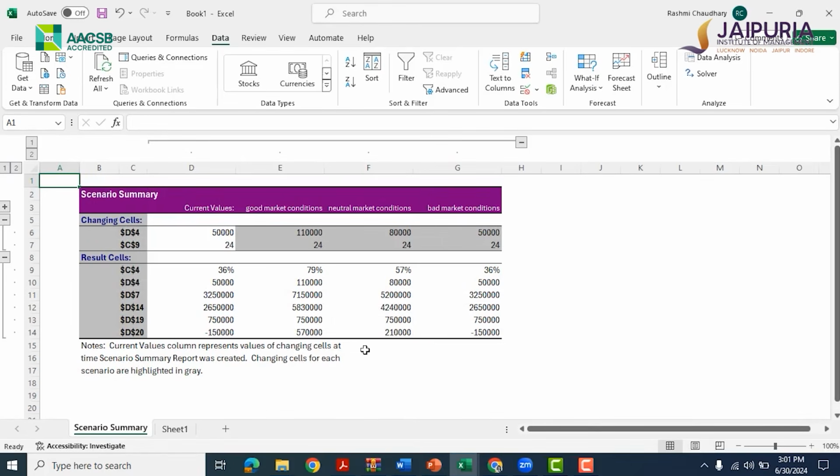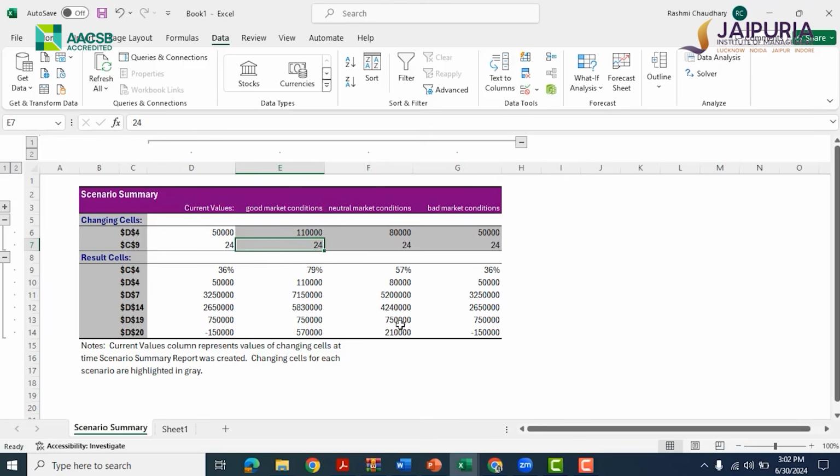So this is the summary chart wherein the current values have been restored, and further the good market condition, neutral market conditions, and bad market conditions show the values. In good market conditions, you are able to sell 1,10,000 units, and the material price is 24 rupees. In this case, you are utilizing a capacity of 79% when you are selling 1,10,000 units, and you are earning a profit of 5,70,000.